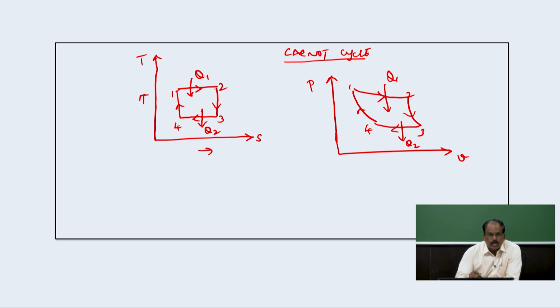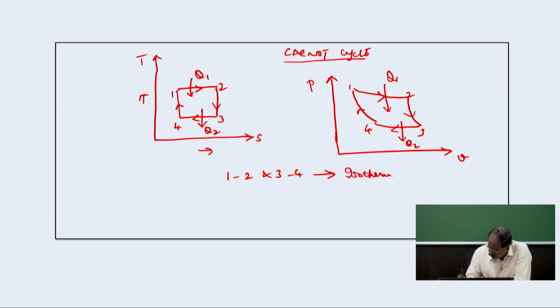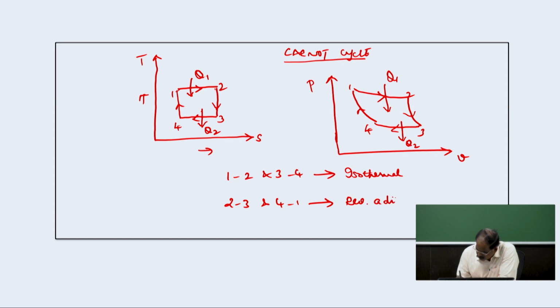If you see, 2 to 3 is an isentropic process. I said there are 2 isothermal processes and 2 isentropic processes. So 1 to 2 and 3 to 4 are both isothermal processes, and 2 to 3 and 4 to 1 are reversible adiabatic processes.